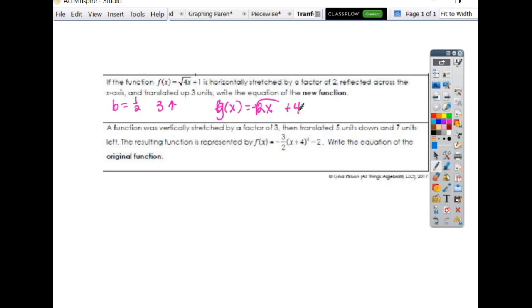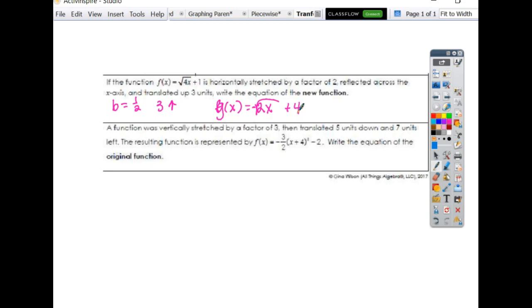So this function is where I end. This is where I end. It wants to know, where did you start? So a function was vertically stretched by a factor of 3. So what did I do if I vertically stretched by a factor of 3? Outside times what? Times 3. That's exactly right.